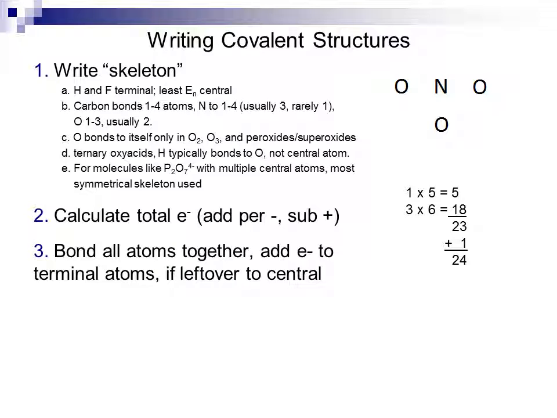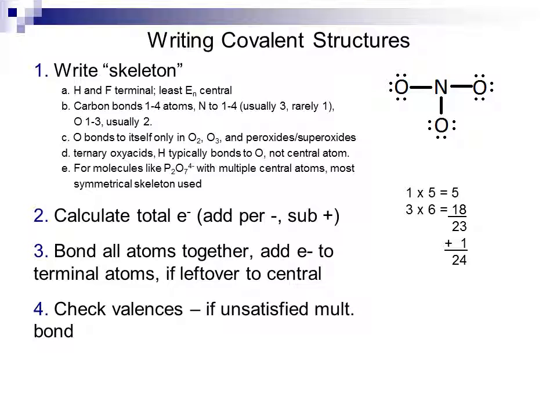After I've calculated the total number of electrons, I bond atoms together. I put a single bond between every atom connecting the molecule, and then I add electrons to the terminal atoms, and that will fill up all of the electrons that I have available. If I don't fill all the electrons by putting them on the terminal atoms, if I reach my octet and I still have leftovers, then I'll put them on the central atom. So in this case, I bond the nitrogen to all of the oxygens, then add the remaining 18 electrons to the terminal atoms. This creates a nitrate that has all of the electrons used, 6 for the bonds, 18 for the lone pairs, which is a total of 24.